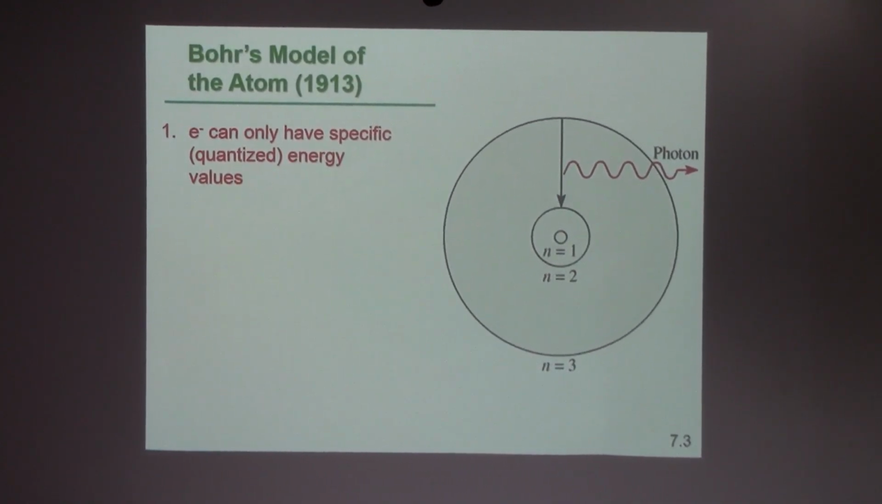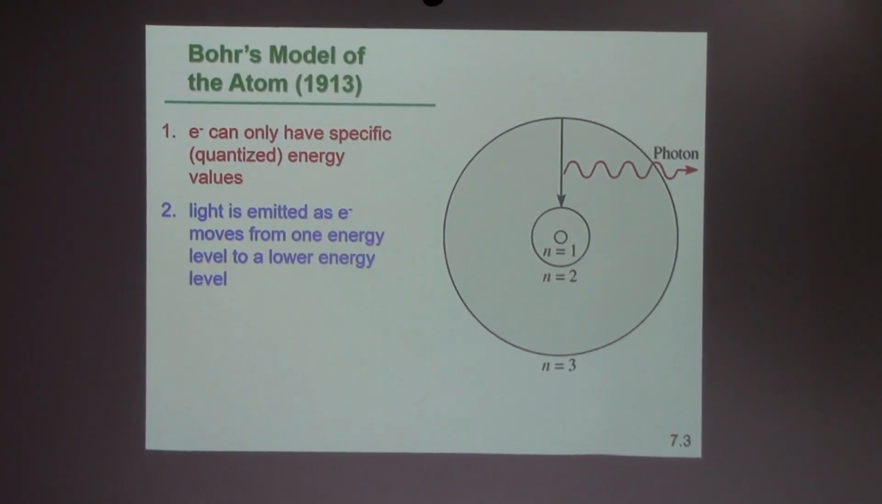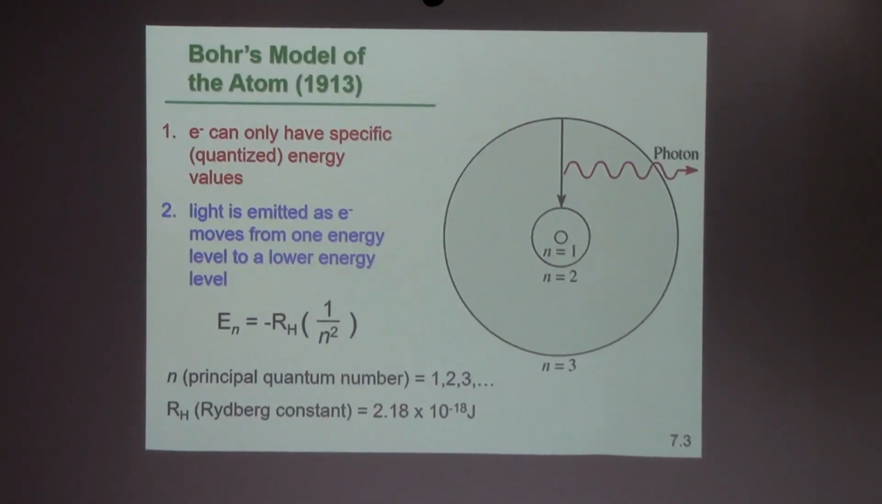2. Light is emitted as an electron moves from one energy level to a lower energy level. This is given by the equation energy equals negative RH times 1 over n squared, where n is the principal quantum number, equal to 1, 2, 3, and so on, and RH, the Rydberg constant, equals 2.18 times 10 to the negative 18 joules.